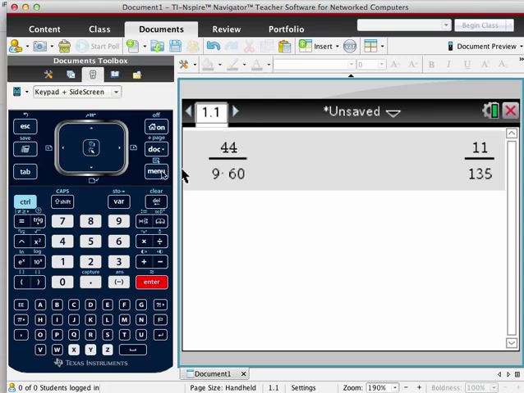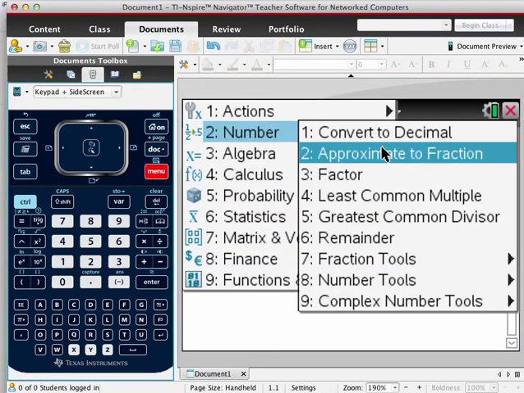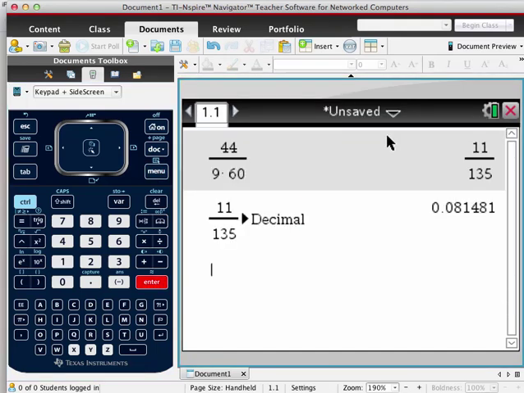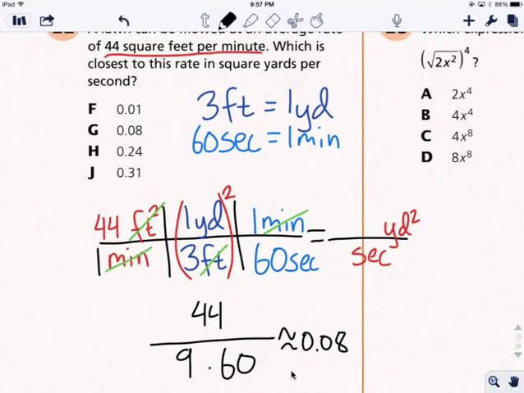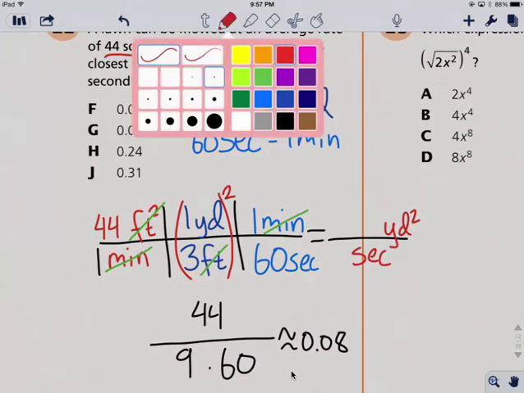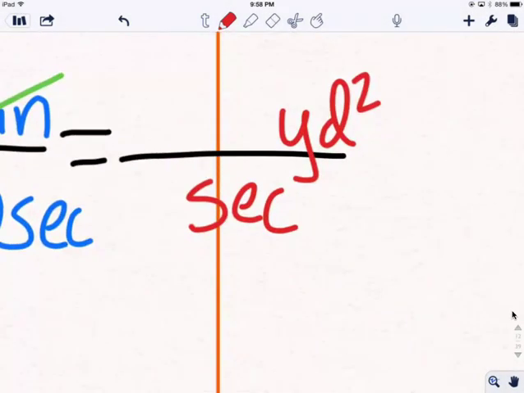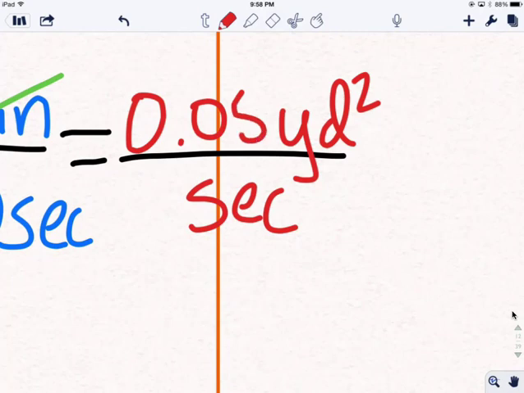is this fraction. Let's convert it into a decimal. 0.08. And which answer choice does that correspond to? Letter G. So the answer is 0.08 yards squared per second.